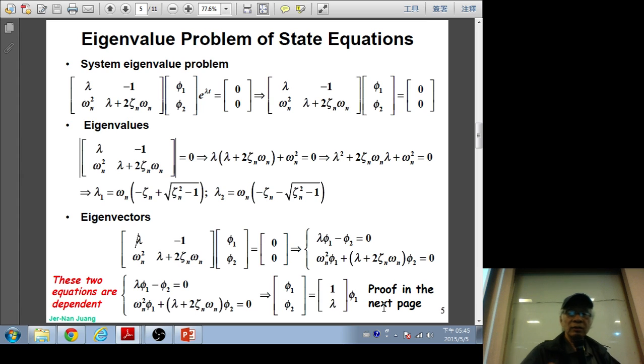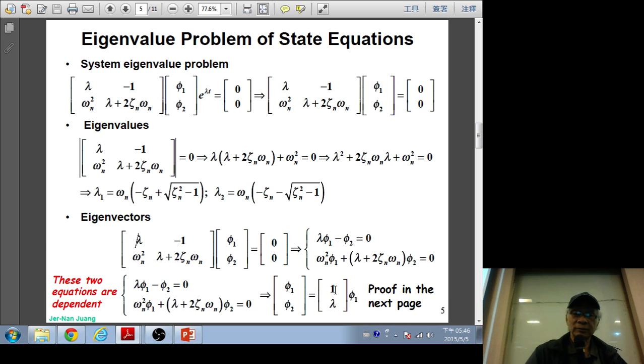So we can write our eigenvector phi1, phi2 equal to 1, lambda times phi1. Phi1 can be arbitrary. Any arbitrary value will give an eigenvector. So we have eigenvector 1, lambda times phi1. Each lambda, so lambda 1 has its own eigenvector, and lambda 2 also has an eigenvector. So this is our eigenvector now.